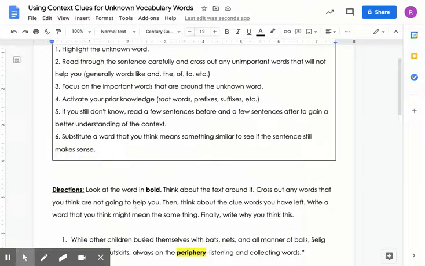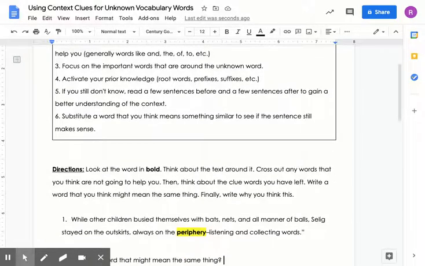The directions say look at the word in bold, think about the text around it, cross out any words that you think are not going to help you, then think about the clue words you have left, write a word that you think might mean the same thing, and then finally write why you think this is.